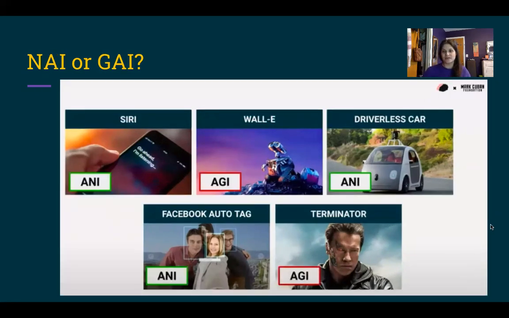So actually the only things here that are AGI would be Wall-E and Terminator. You might have thought maybe driverless car, but really that's about as narrow as Siri is. Siri can listen to what you're saying and then make recommendations on the internet for you. Facebook auto tag can look at different images and determine which person is in the picture. And a driverless car can get you from A to B, driving around. But none of those things can do everything that a human can do. Only Wall-E and the Terminator can do that. And alas, neither of them currently exist.